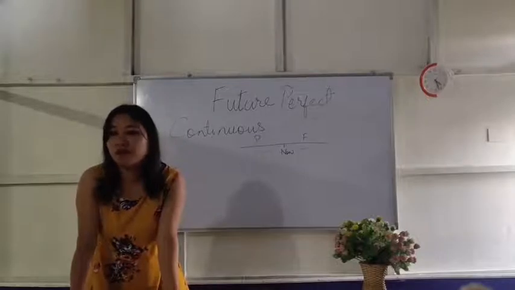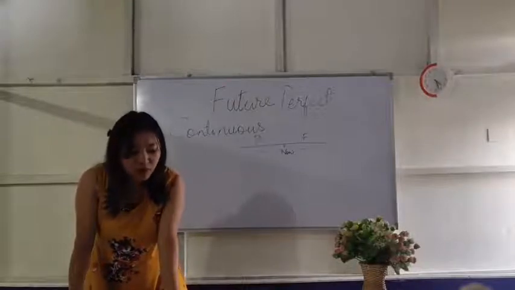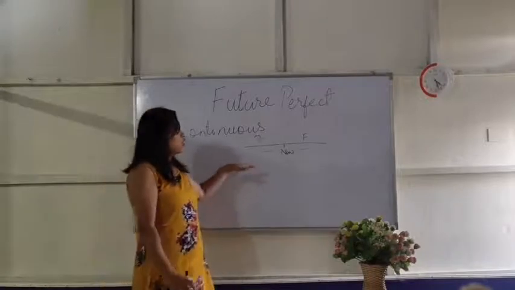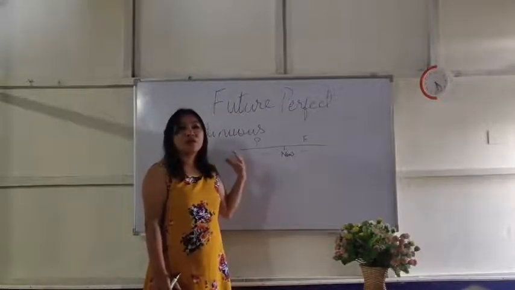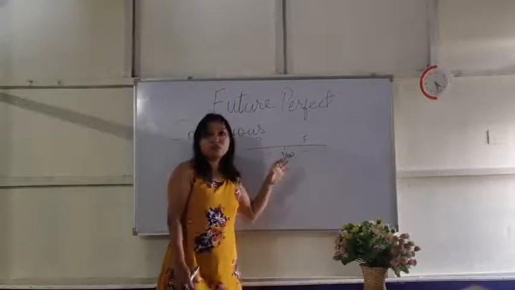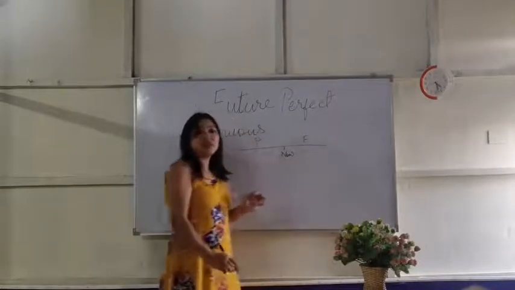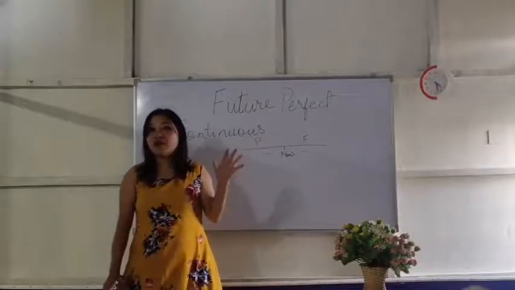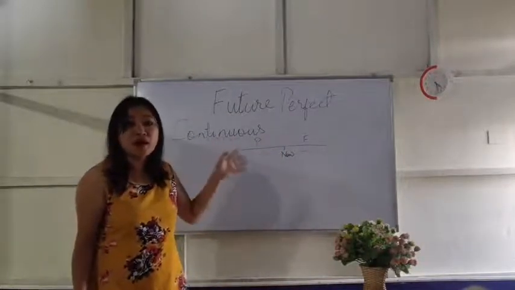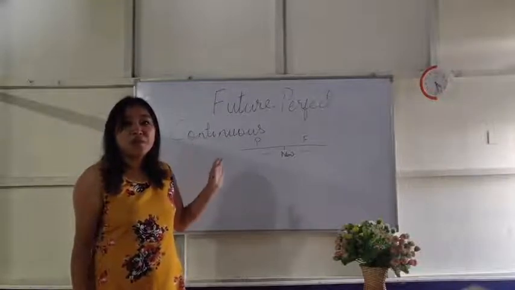Let's look at an example. By the end of this month, you will have been working here for 25 years. You will have been working for 25 years. It is a given time, by the end of this month.